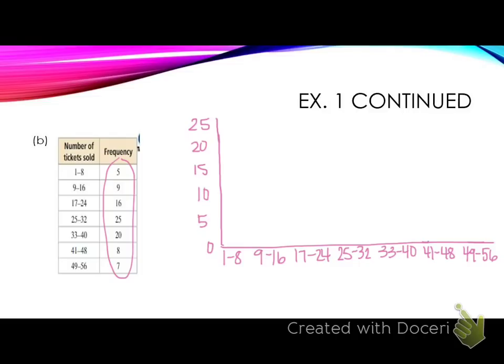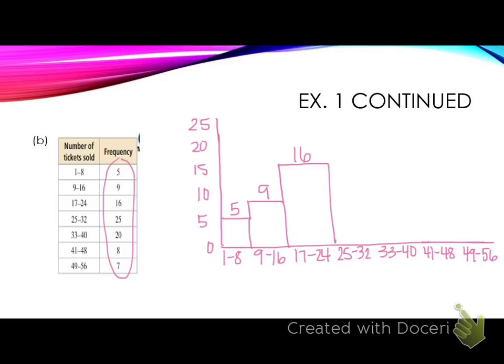Okay, so 1 to 8 was 5, so we draw our first bar, set a 5 on top. 9 to 16 was 9, so we're going to go a little bit higher, not quite to the 10, to 9. The next interval was 16, so we go just a little bit past that 15.